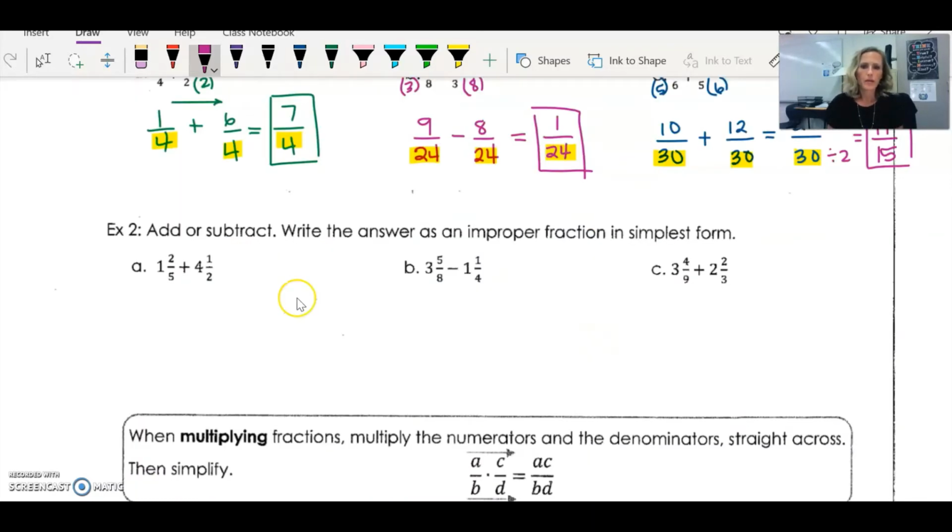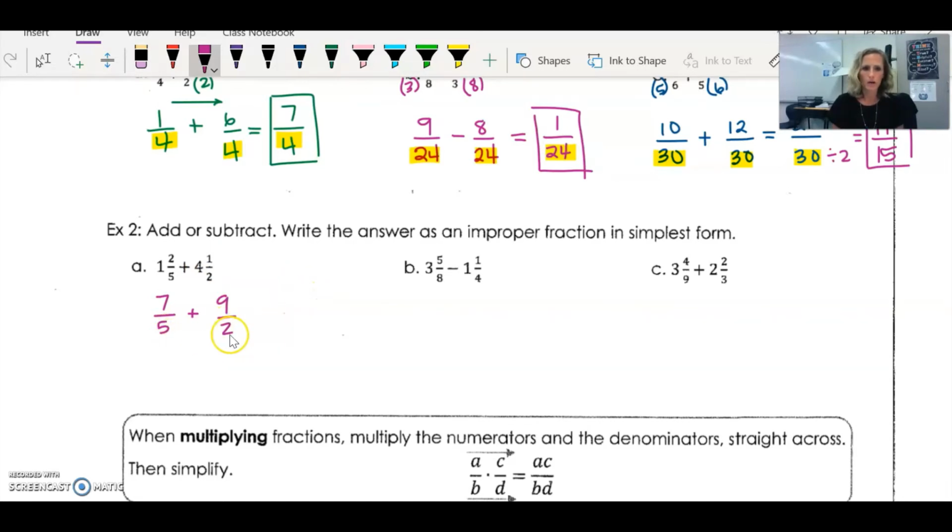Now in example 2, we have some mixed numbers. So we're going to convert these mixed numbers to improper fractions before we try to add or subtract them. So in this first one, we have 1 2/5. We're going to multiply the whole times the denominator and add the numerator. So 1 times 5 is 5, plus 2 is 7. So our new numerator is 7, and our denominator is still 5 here. And then 4 times 2 is 8, plus 1 is 9. So we have 9 halves here.